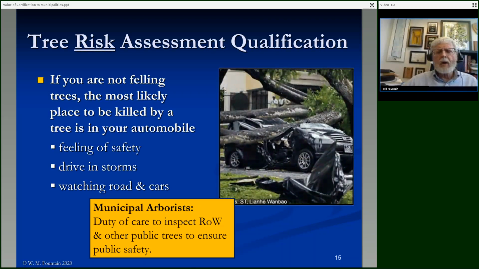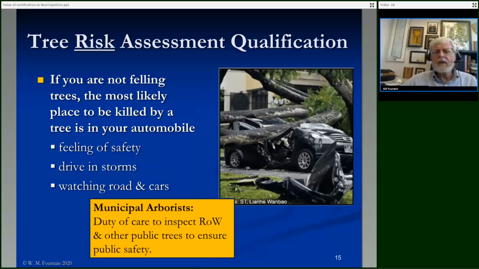So for the municipal arborist and all of the other individuals working either on a private estate or working in some other area where people would be, we have a duty of care to inspect these right-of-ways, to anticipate where people are going to be, to manage these trees, and to get rid of the ones that pose an extreme risk to the public. Now, what is an extreme risk to the public? How much of a risk?